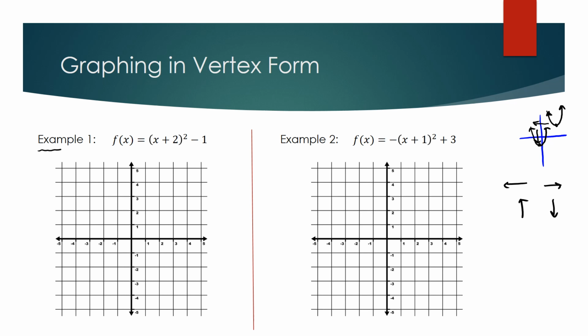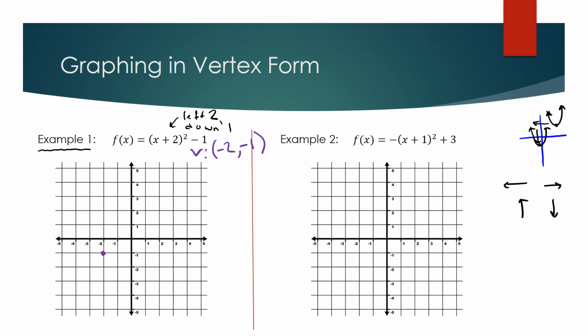So let's go over here to example 1. If you know your transformations, this one is going to move left 2, and it's going to move down 1. Think about it from (0, 0). If I move left 2 and down 1, that's going to have me here. So my vertex is (-2, -1), from the left part and the down part. You're just getting it from your left, right, up and down translation.